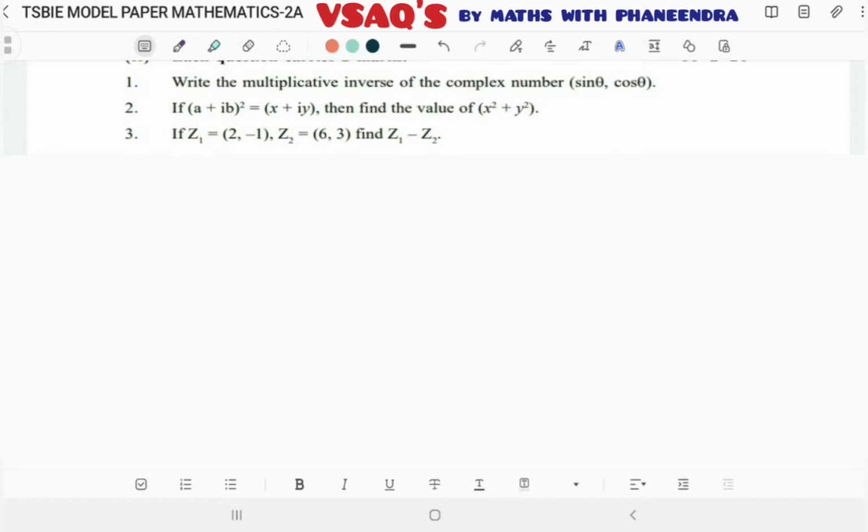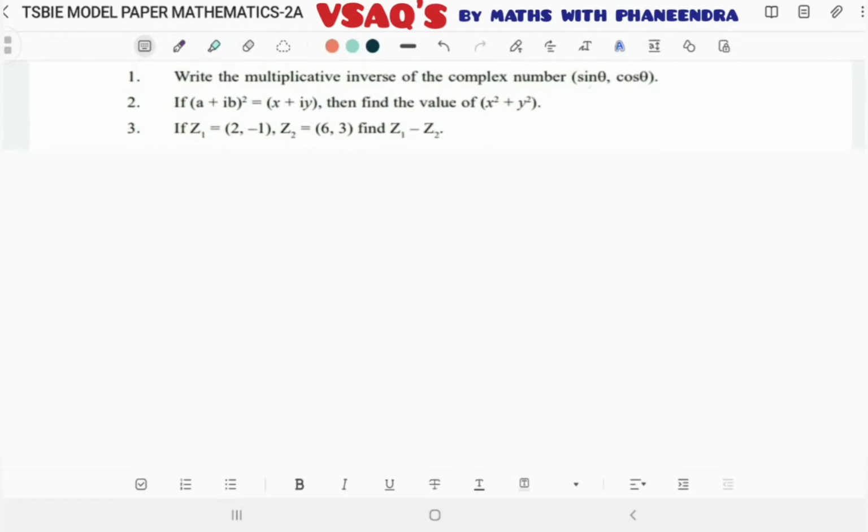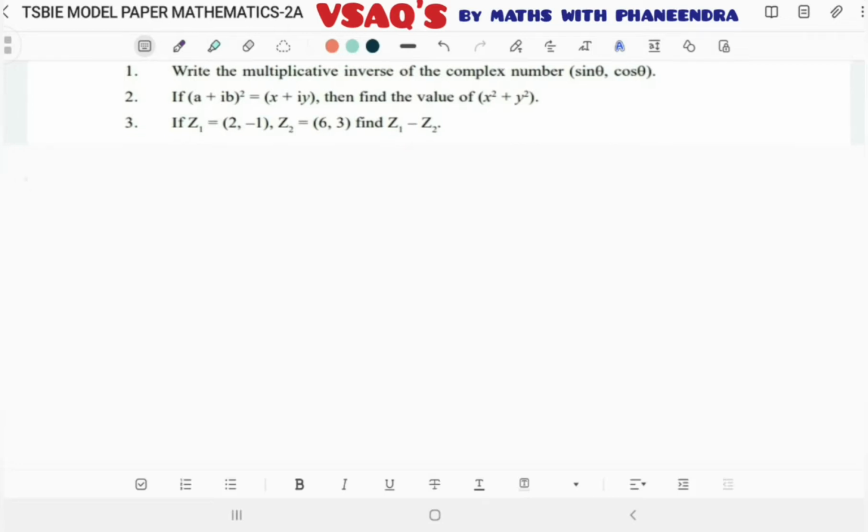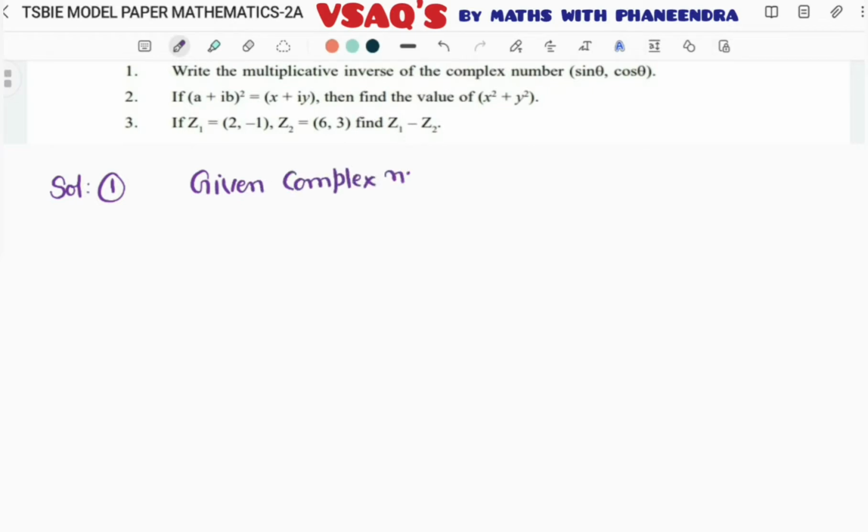Write the multiplicative inverse of the complex number (sin theta, cos theta). So first question solution. Given complex number (sin theta, cos theta), this can be written as sin theta plus i cos theta. They are asking to write the multiplicative inverse of the complex number.